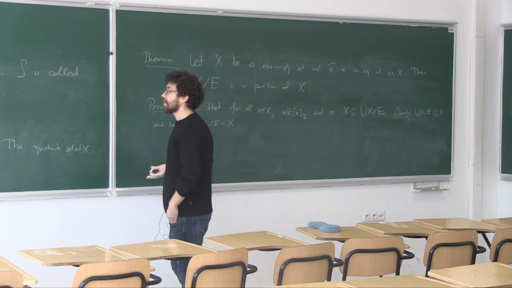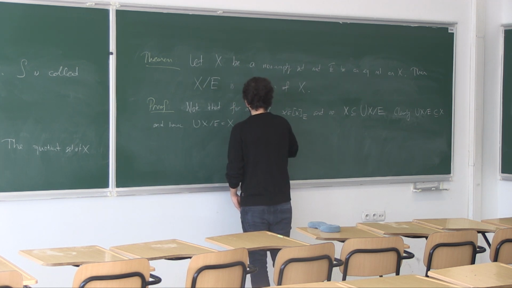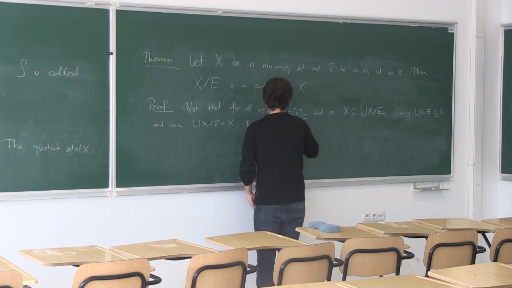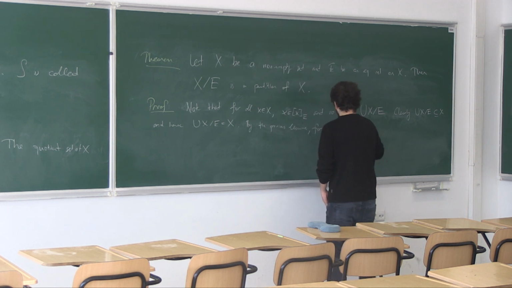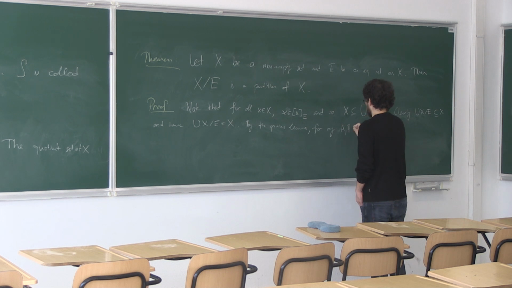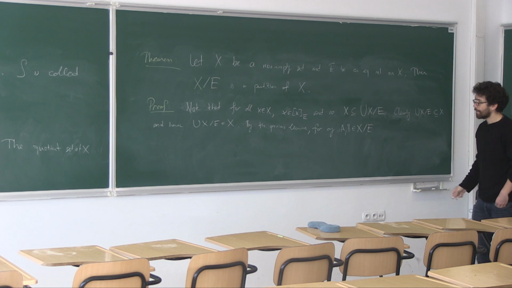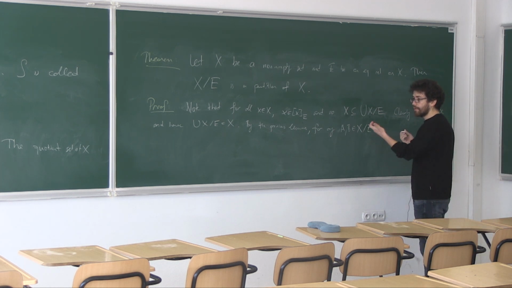Now let's check the second property. We have, by the previous lemma, if you pick two different equivalence classes, we just proved over here that they're either the same or they're disjoint.